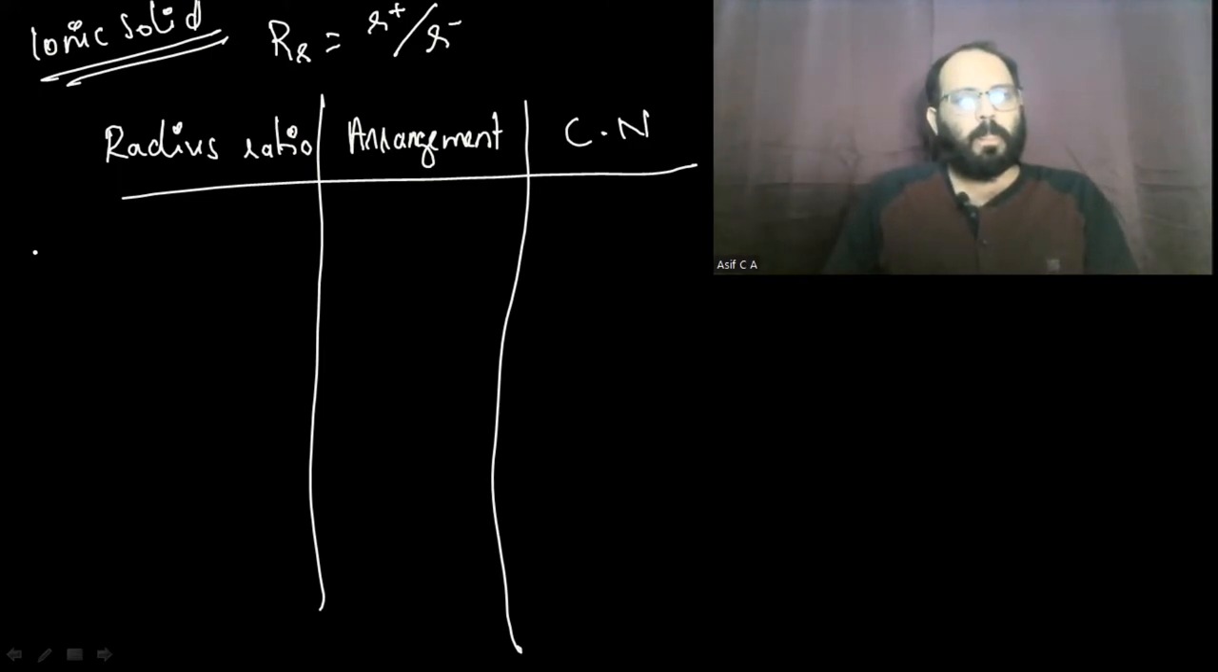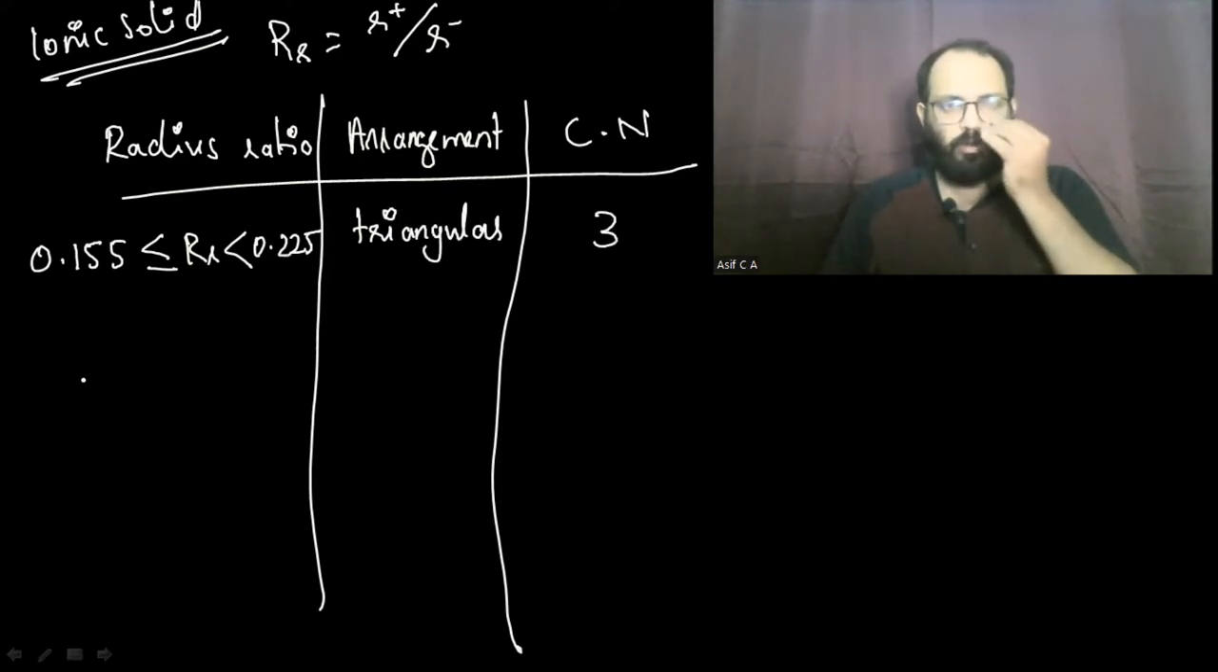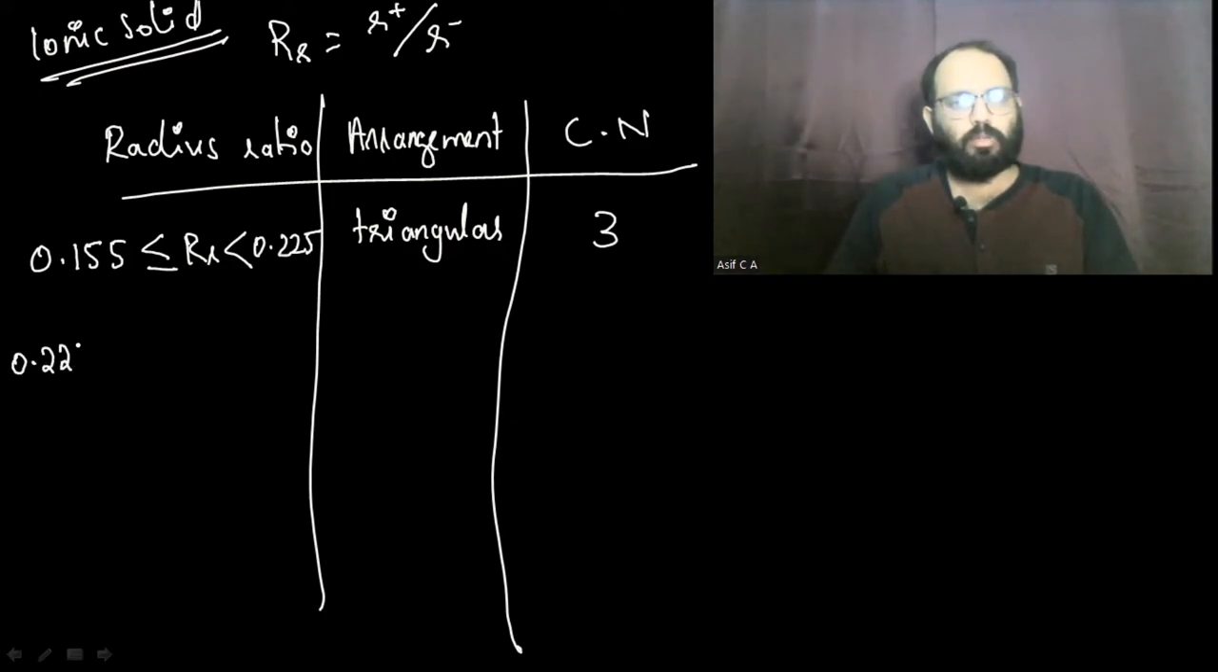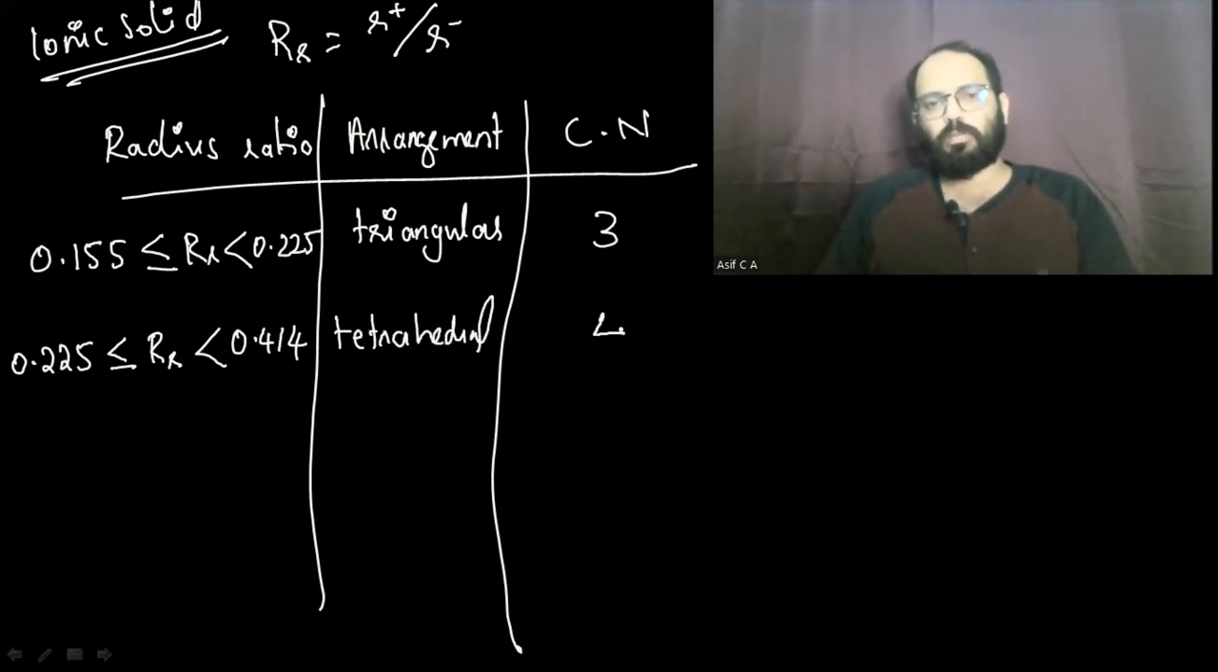Okay. Now, if your radius ratio is between 0.155 and 0.225, we call it a planar triangular arrangement. Coordination number 3 varum. Now if the radius ratio is 0.225 less than or equal to RR less than 0.414, then this can be a tetrahedral arrangement. Four. The question will be asked like this: they give the radius of cation and anion and ask for the coordination number. So after finding the radius ratio, we can find out the coordination number from the range it falls in.